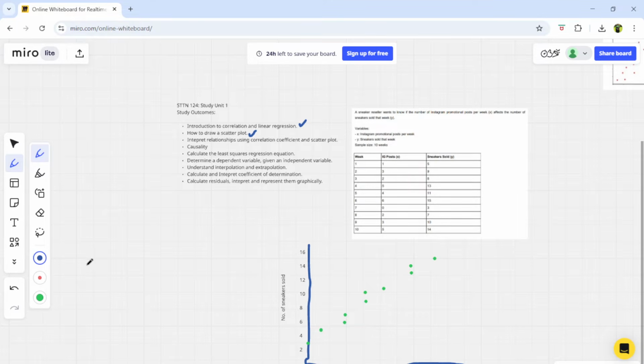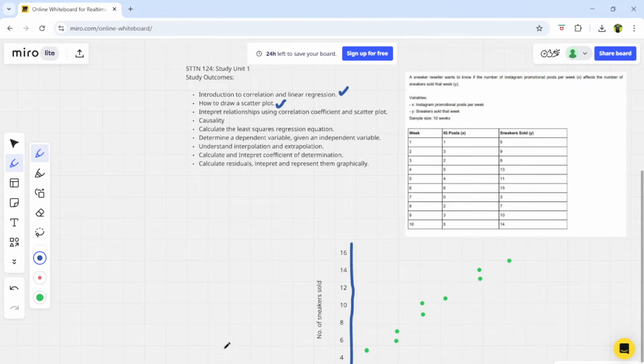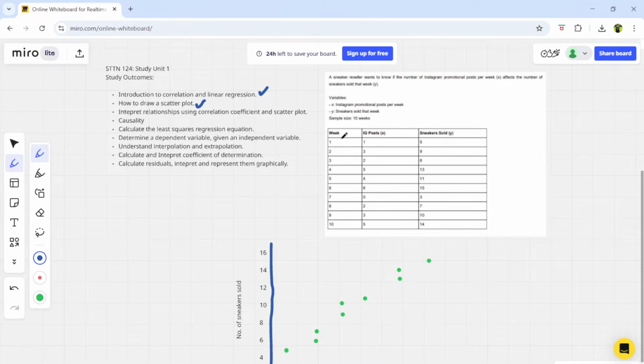Okay, so now we're going to go to interpreting relationships using the correlation coefficient and scatter plot. Before we get to the scatter plot, I want to address the correlation coefficient. First of all, you need to know how to calculate that. They might ask you to calculate the correlation coefficient given this information. The correlation coefficient is denoted by small letter r. They might give it to you and say interpret it, or they might ask you to calculate it. So how do we calculate it?